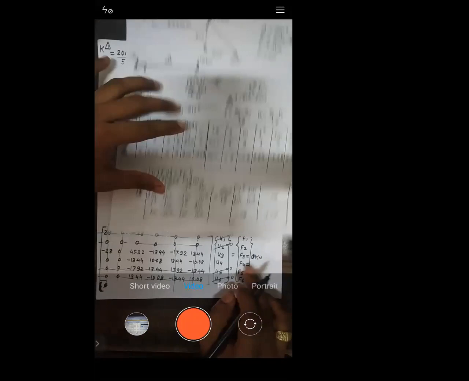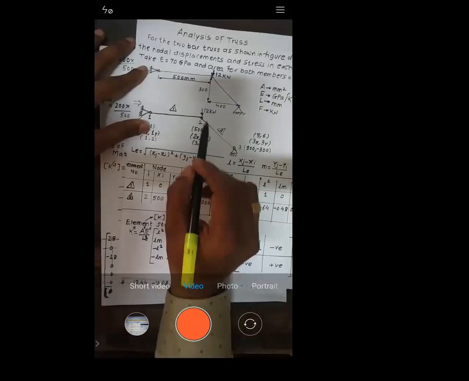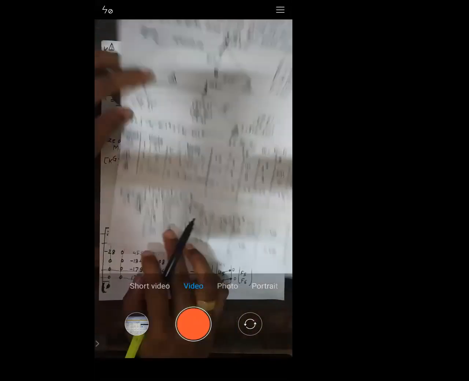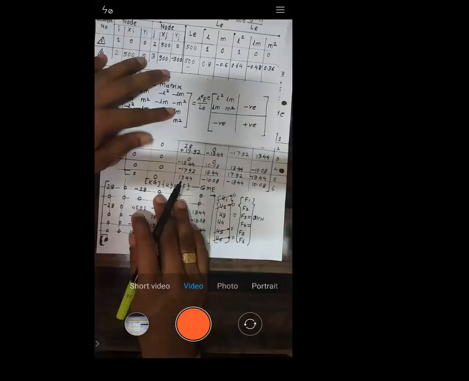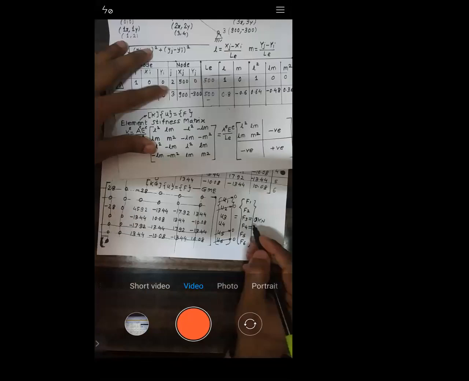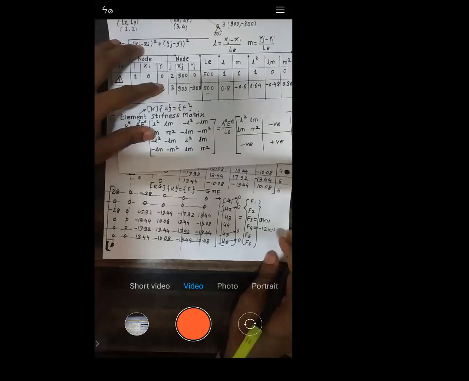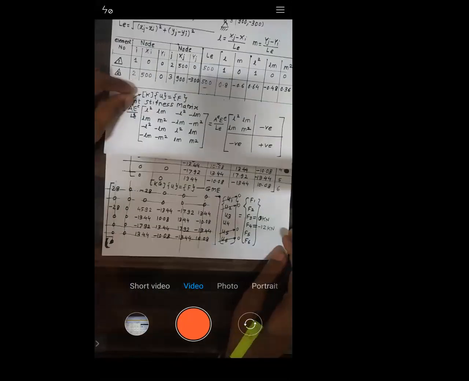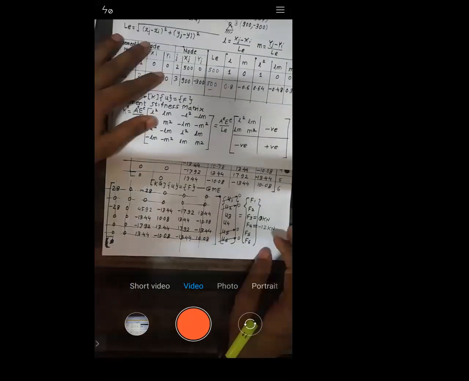So what is the force applied in Y direction here? It's 12 kilonewton, right? So it's downwards, so I'll take it as minus. So it is minus 12 kilonewton. Is it okay? Let me know. It's a minus 12 kilonewton. Is it okay?